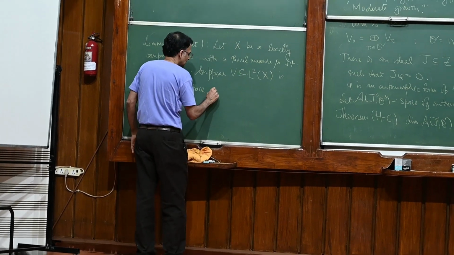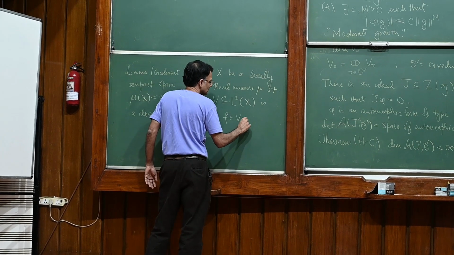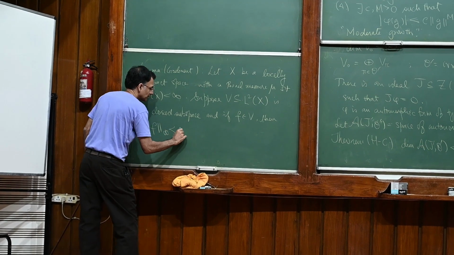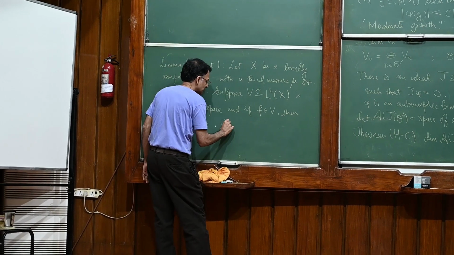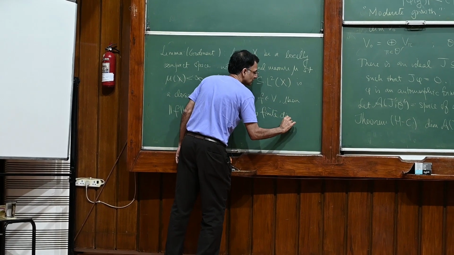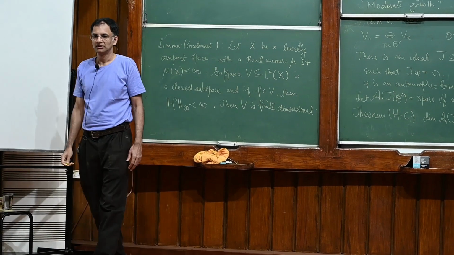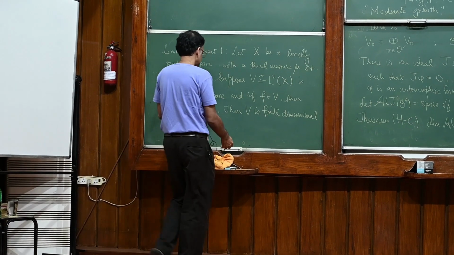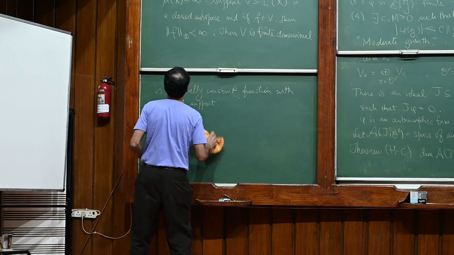Consisting of, and if f is in V, then f is essentially bounded. So the sup norm of f is finite. Then V must be finite dimensional. So if you have a closed subspace of L2 consisting of essentially bounded functions, then in fact that space must be finite dimensional. Maybe I'll give a proof. There aren't that many things I can prove, so I might as well prove this.